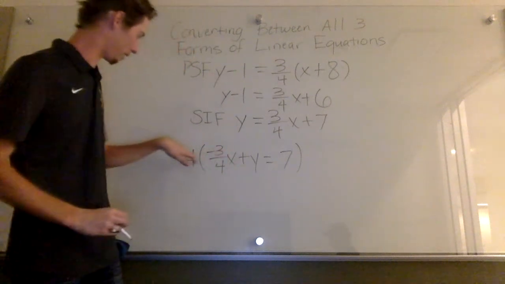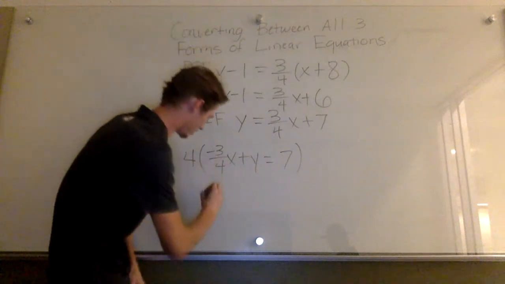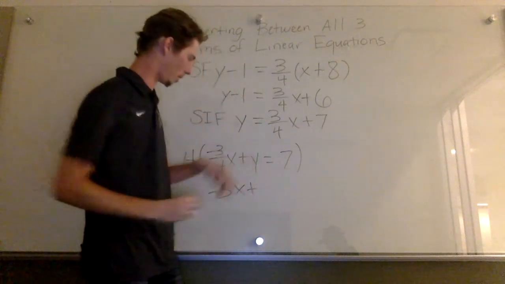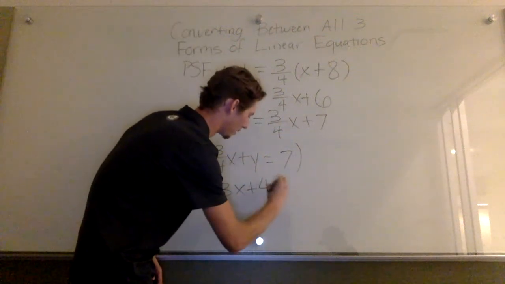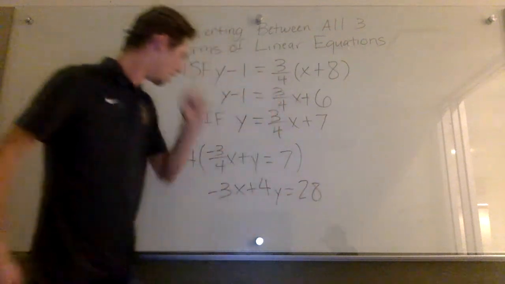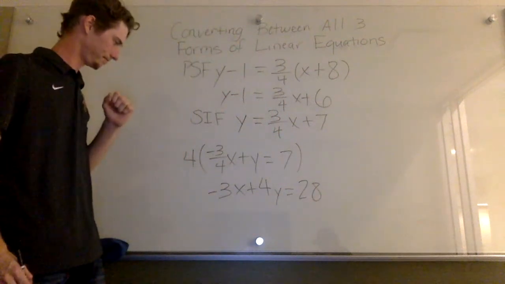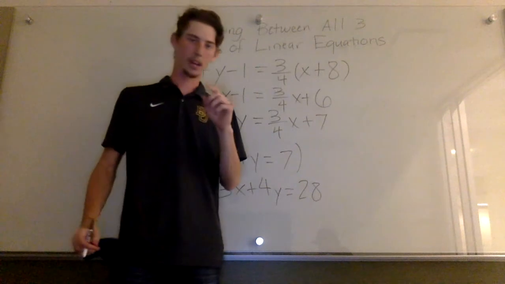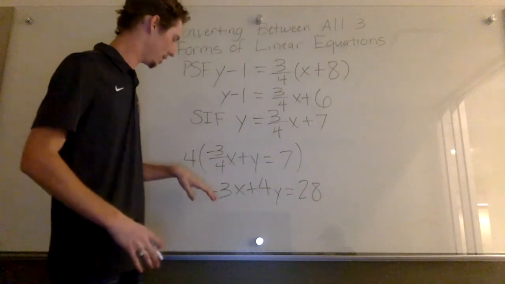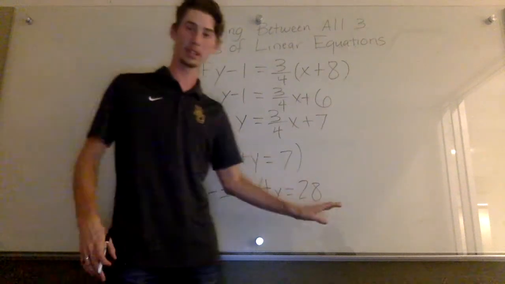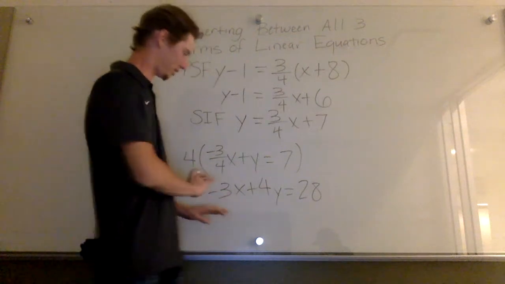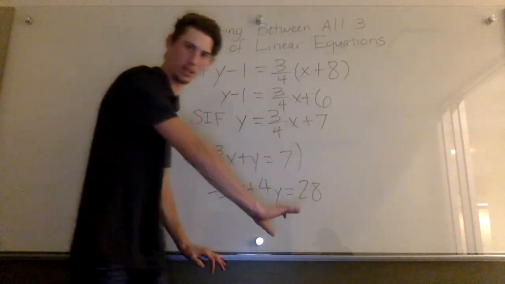So if we multiply this by 4, the 4's cancel, and this is just left as negative 3x plus, 1y becomes a 4y equals 7 times 4, which is 28. Now, the easiest way that I know for getting standard form to look nice with a positive first coefficient is to just flip the signs of everything in your equation.